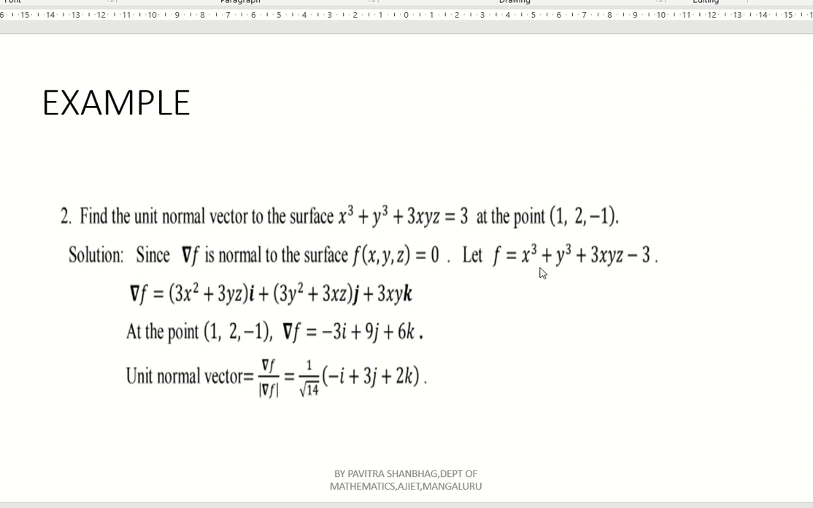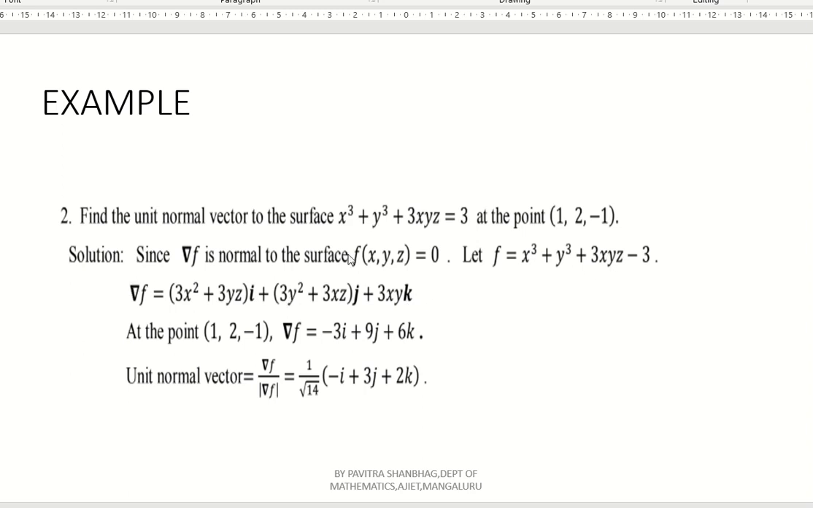Or you can write it in the form of what? Del f equal to, just differentiate this partially with respect to x, what you will get? 3x square plus 0 plus 3yz i. Similarly, differentiate this partially with respect to y, 3y square plus 3xz j. With respect to z, this is 0, this is 3xy, right? So 3xy k. So first you have to find del f.